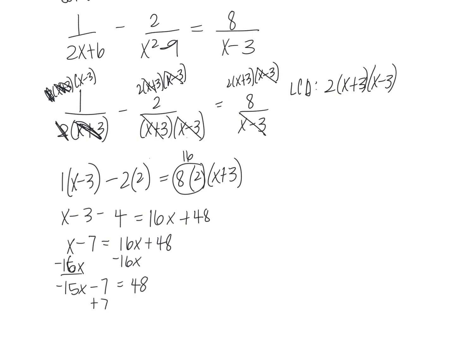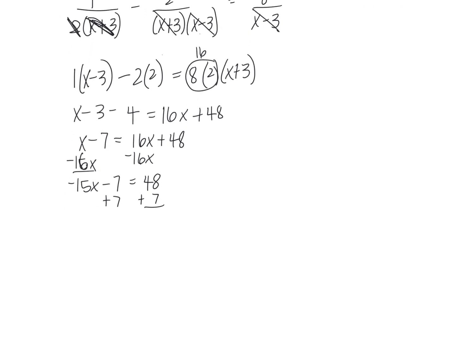Right here, I'm just gonna add 7 to both sides. So negative 15x equals 55, and I can divide both sides by negative 15 to get that x equals, let's see, 5 goes into 55 11 times, and into 15 3 times.